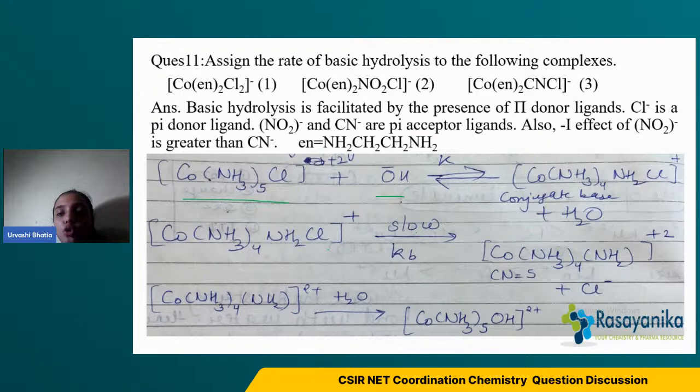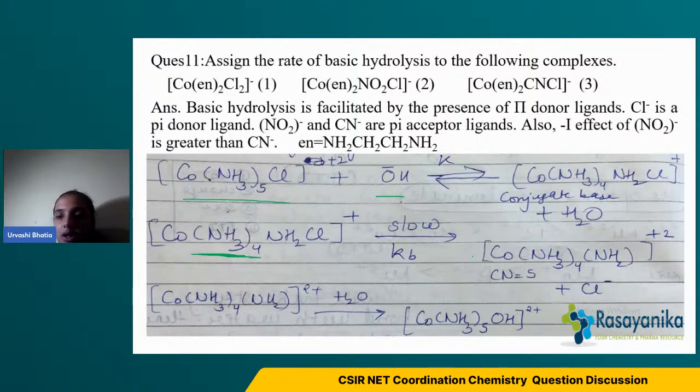Now this is a slow step. It will be a rate determining step for the removal of the Cl. This step only, we have to see how it is facilitated by the presence of this Cl, NO2 and CN. This we'll see in the next slide.